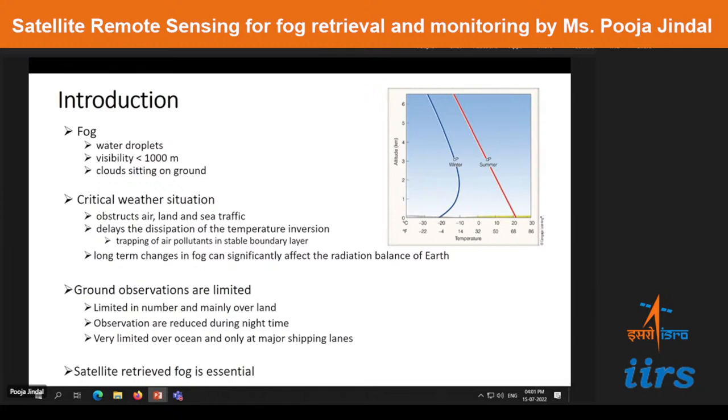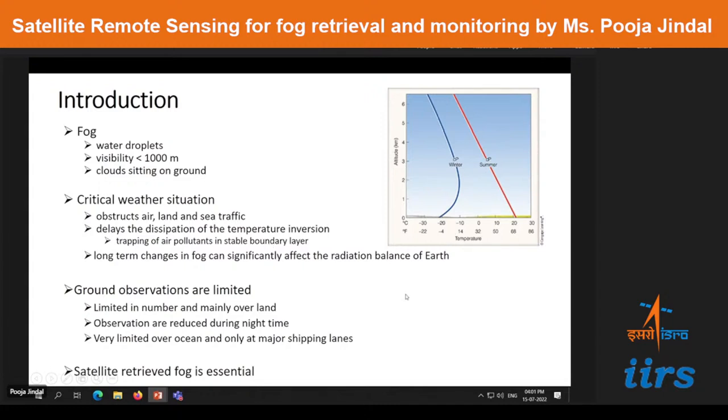So fog is a very critical weather situation. That's why we need to study it. So due to the fog, there are many air, land and sea accidents, as you all are aware. And fog also delays the thermal dissipation of the temperature inversion, which leads to the trapping of air pollutant in the stable boundary layer. So let's understand what is a temperature inversion.